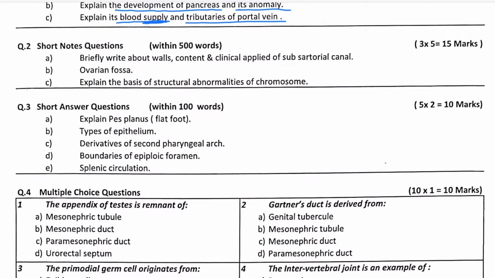Okay? Question number 2, short notes questions. Here you have to write within 500 words. These are of 5 marks each. So, briefly write about walls, content, and clinical applied of the sub-sartorial canal. So, this sub-sartorial canal is also called Hunter's canal or adductor canal. Adductor because this canal is present on the middle one third of the thigh on the medial side.